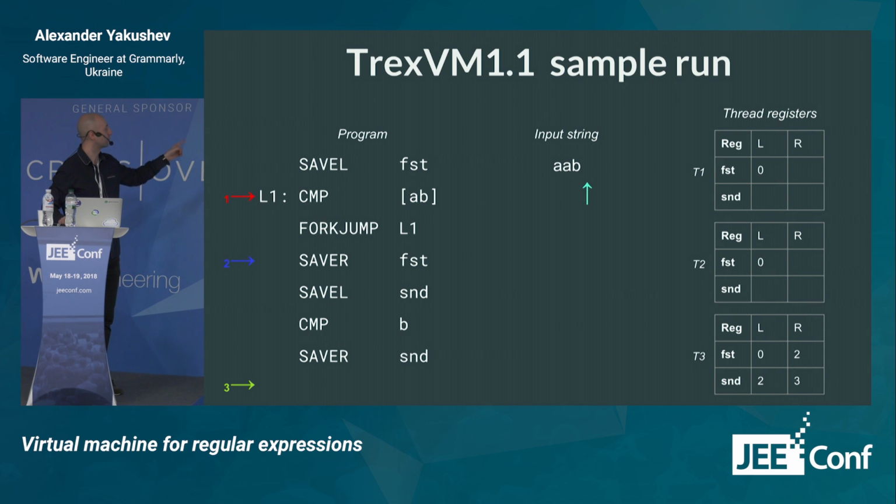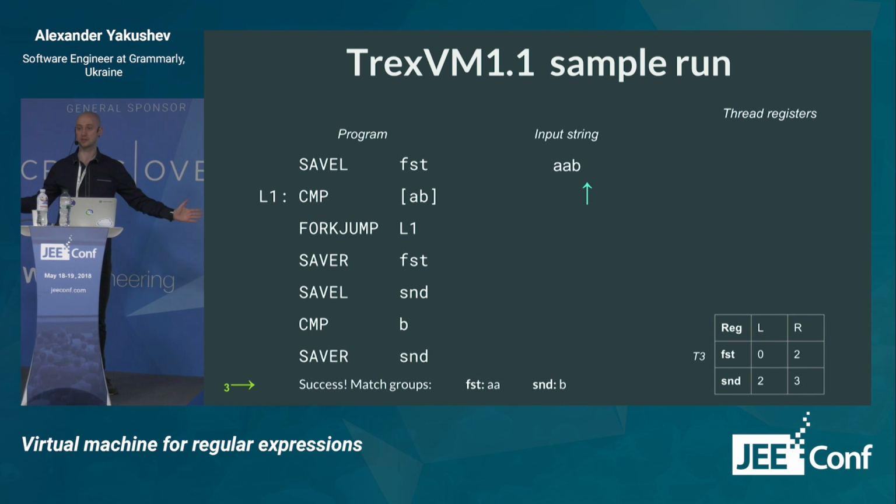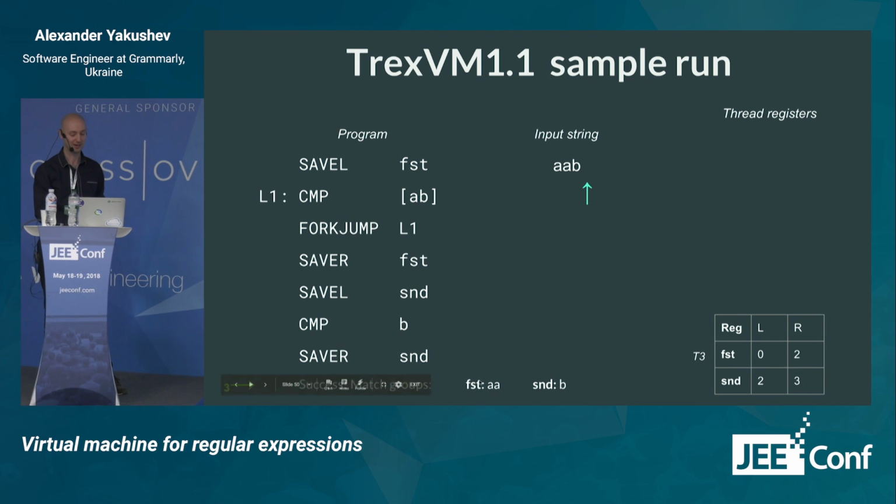We propagate thread number 2. It gets to compare. So we have 2 threads at compare, but no input characters, so they both die. Success. And we have two match groups. The first match group is AA, and the second one is just B. What would that be? What regular expression would that be? Can anyone try to guess?